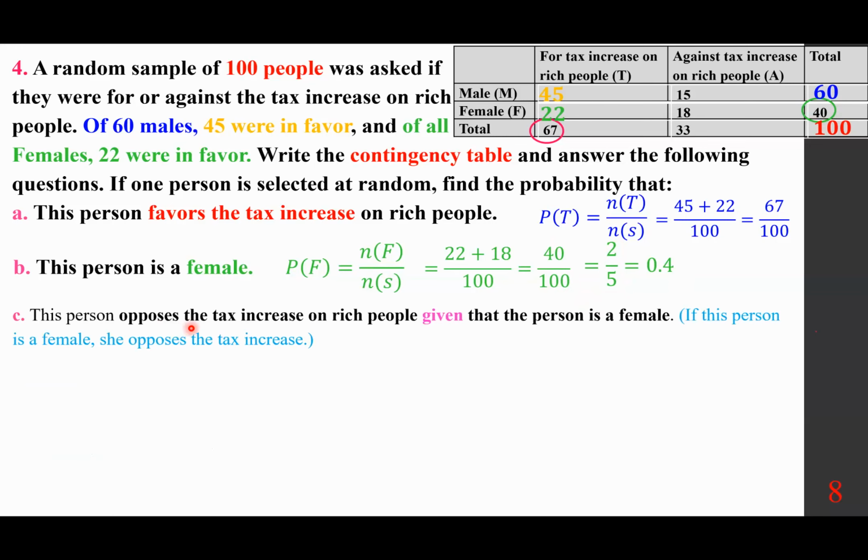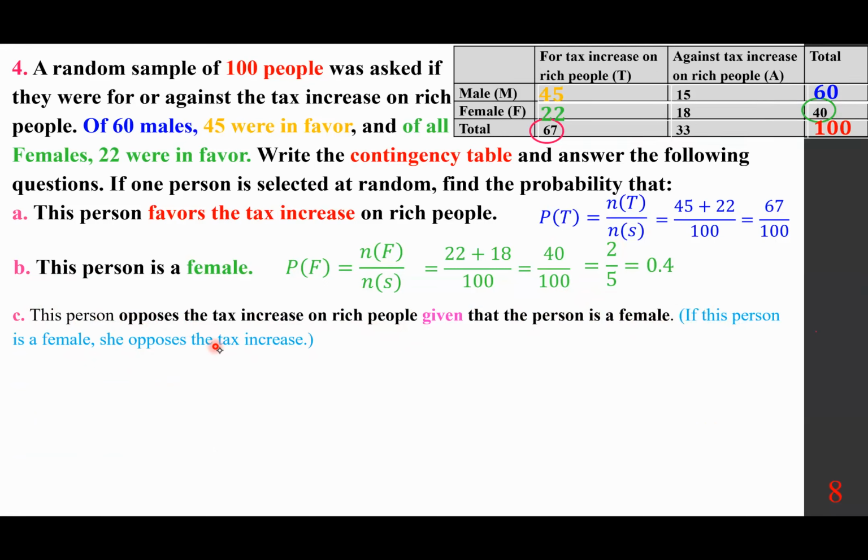This person opposes the tax increase on rich people, given that the person is a female. If this person is a female, she opposes the tax increase. I wrote this in a parenthesis, meaning maybe this expression is given in this format. So the two phrases are the same.